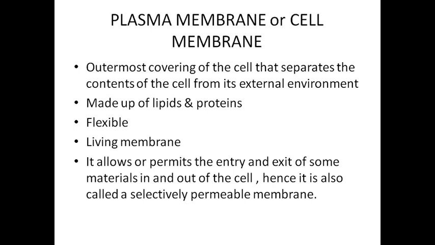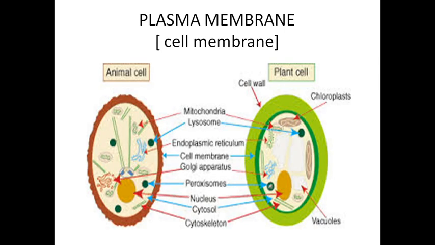I think I explained to you this word when we were discussing about osmosis. It selects and allows the entry and exit of some materials inside and outside the cell. So it's also called a selectively permeable membrane. It selects and then only allows the entry and exit of the material inside and outside the cell.